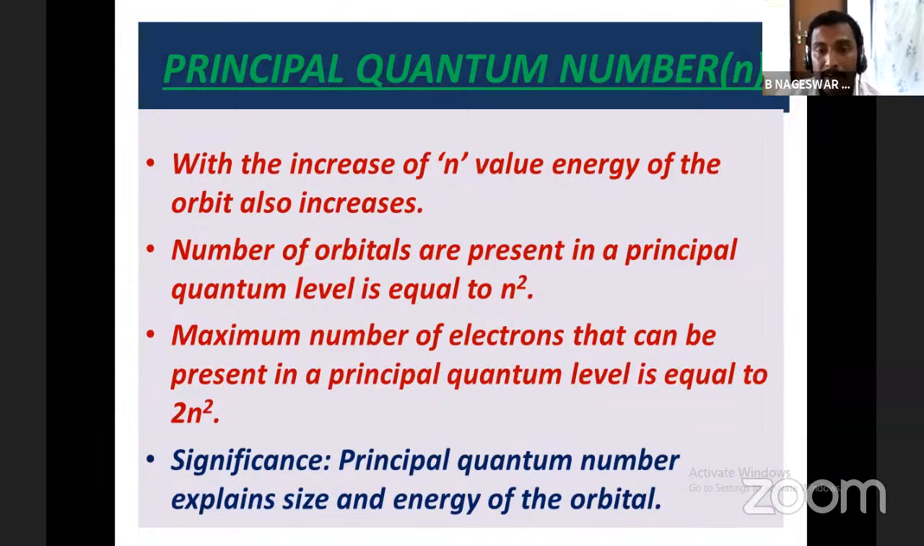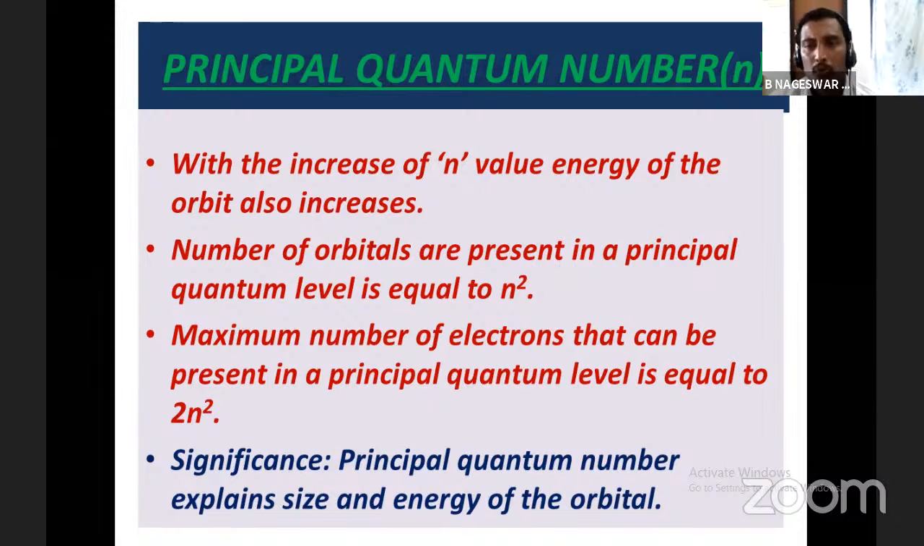With the increase of n value, what happens, children? If n value increases, then the energy of the orbit also increases. What do you mean by this sentence? Suppose we are taking n is equal to 1. n is equal to 1 means what, children? It is the first orbit. Suppose we increase the n value.